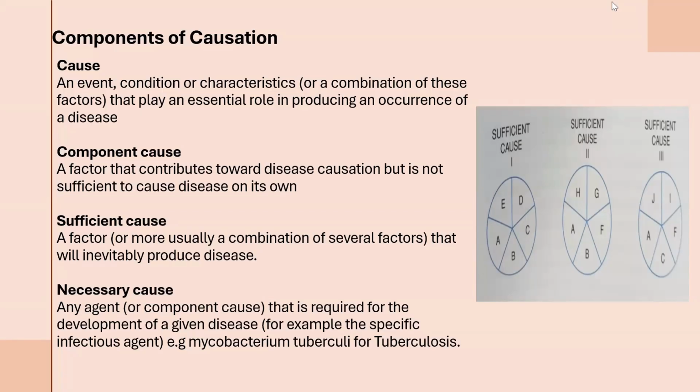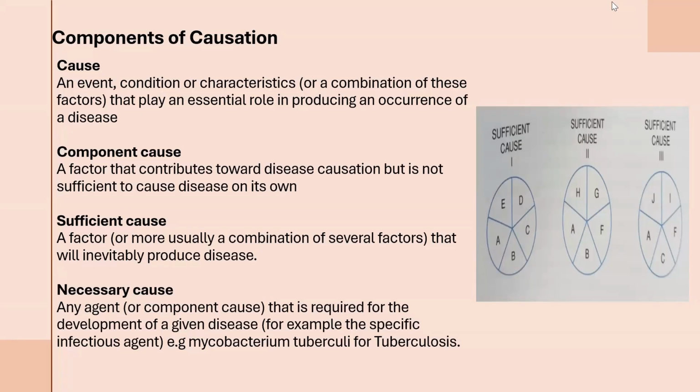Sufficient cause is defined as a factor, or more often, a combination of several factors, an assemblage of them, that will inevitably produce a disease. Just like I've explained with the TB scenario, before you can have tuberculosis occur in a person, all of these component causes will have to be present in order to be sufficient to produce that disease. The absence of all of these factors might not be sufficient enough to cause that disease. So that's what a sufficient cause is.